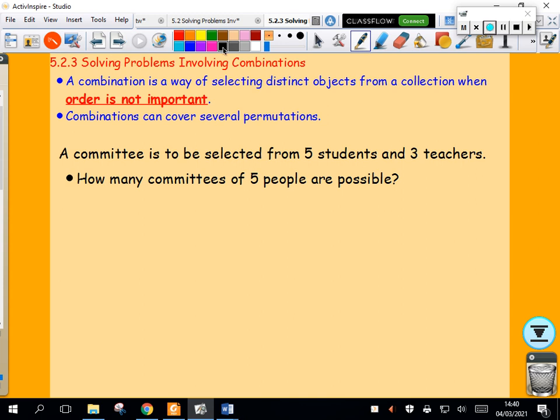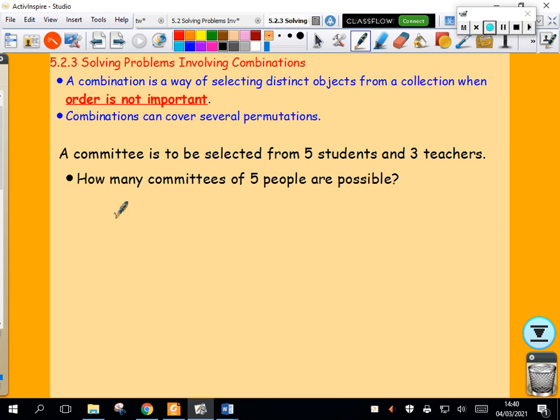The committee of Alan and Barbara and Charlie is the same as a committee of Charlie and Barbara and Alan. There's no difference. They're not saying there has to be a head of the committee and a secretary. They're not given roles, which would mean we'd have to think about different things. How many committees of 5 people are possible?